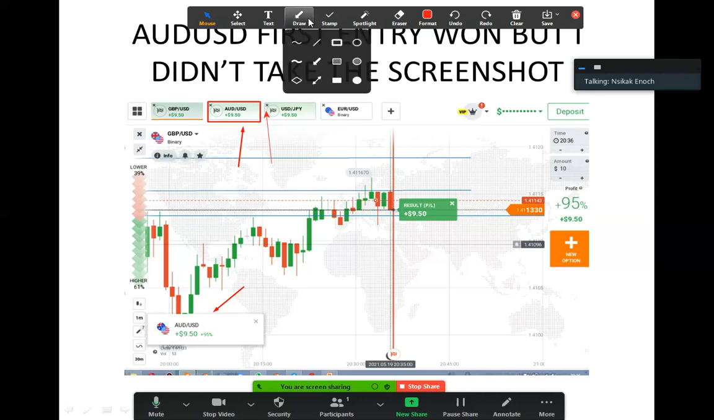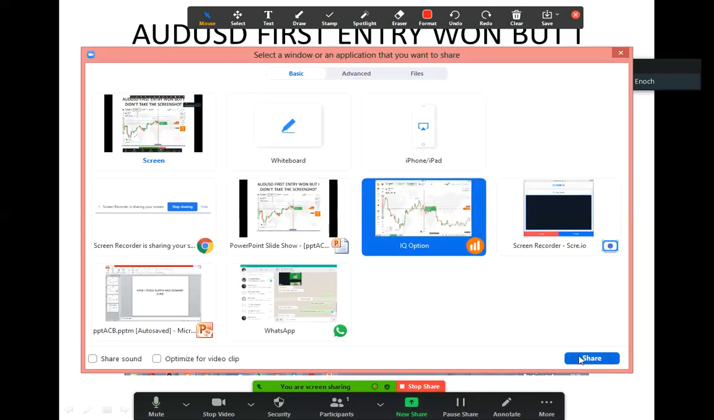Then I checked Euro USD. I didn't see any opportunity on Euro USD, so that is why I skipped Euro USD for the moment. So only GBP USD, USD JPY, and AUD USD. I didn't screenshot the AUD USD first trade, so that is five trades. So you can see that is how you trade supply and demand.